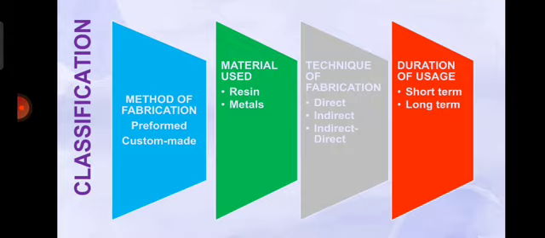Classification: by method of fabrication, it is preformed and custom made. Material used, it is resin and metals. Technique for fabrication is of three types: direct, indirect, or direct-indirect. And by duration of use: short term and long term.